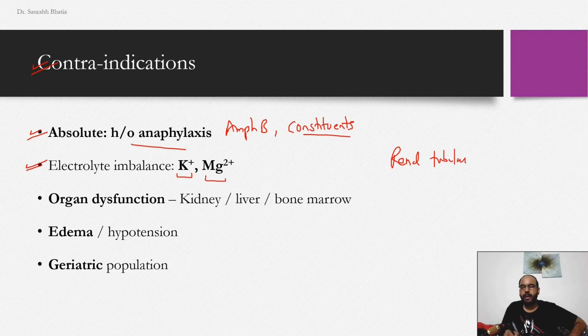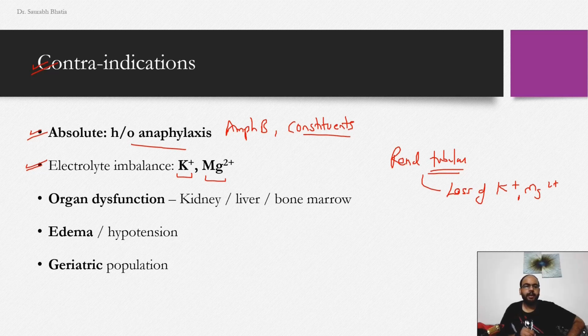Electrolyte imbalance, regarding the potassium loss and the magnesium loss: renal tubular toxicity happens because of amphotericin B. The same mechanism which works on the fungal cell membrane works on renal tubules, and there is a loss of potassium and magnesium ions, and there's also an influx of sodium. So hypernatremia can also happen. Hypokalemia and hypomagnesemia are known side effects. Keep that in mind.